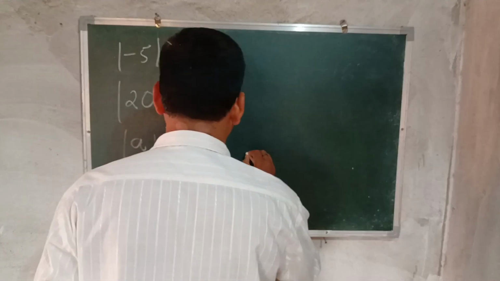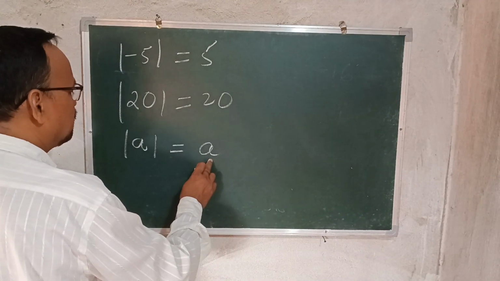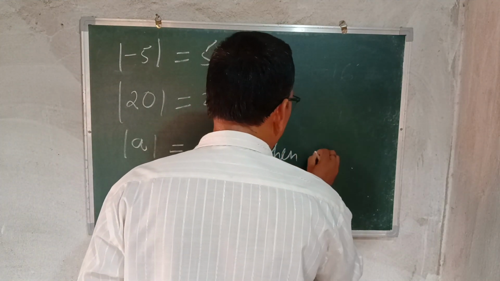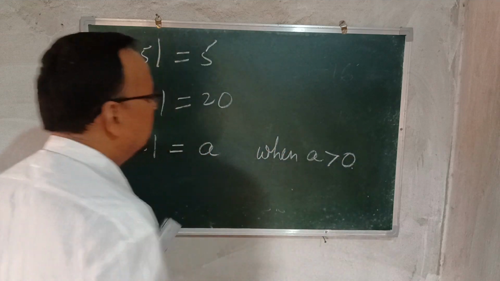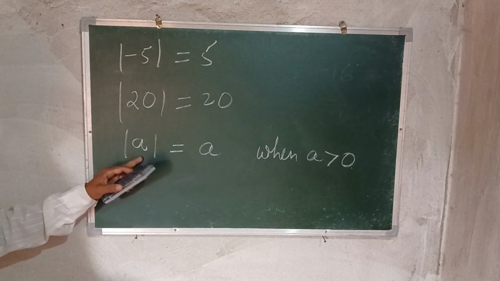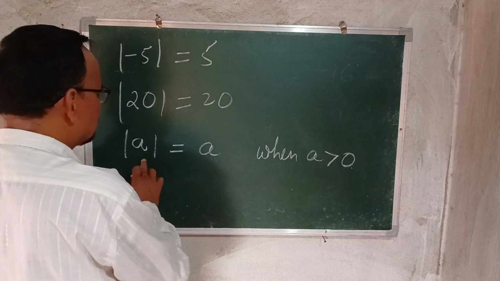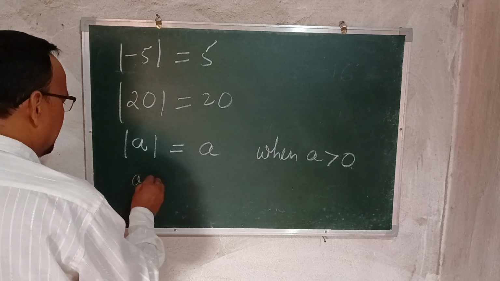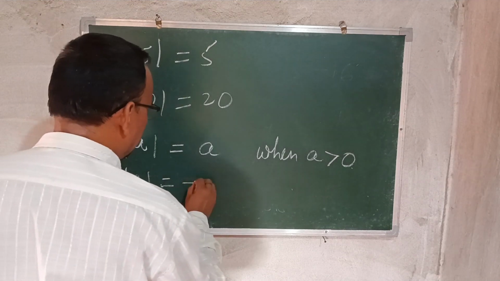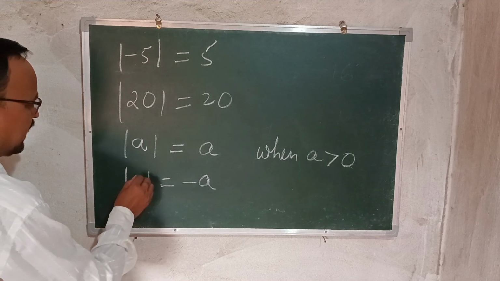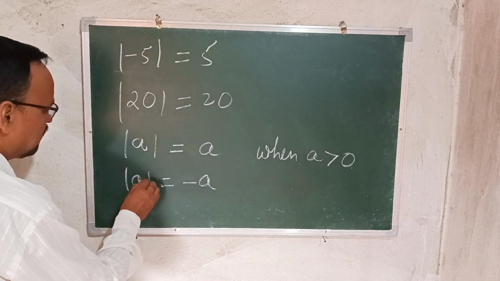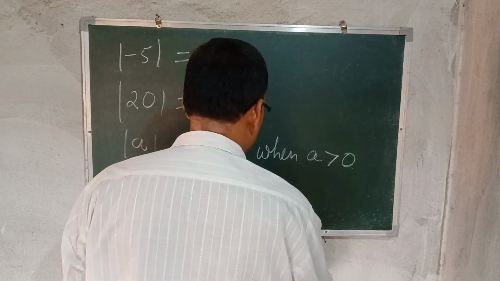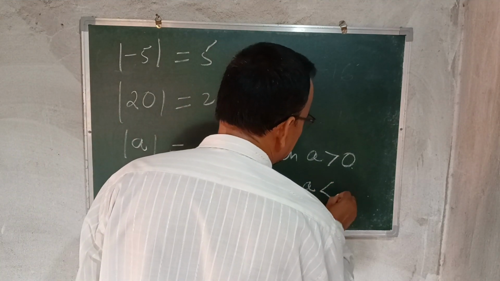When a is positive, that is, when a is greater than 0, then modulus of a is equal to a. And when a is negative, then modulus of a is equal to minus a. When a is negative, that means a is less than 0.